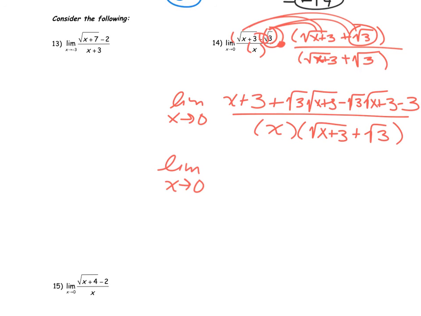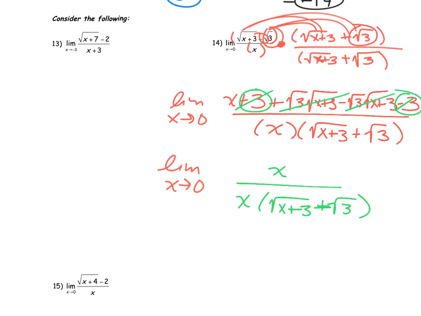In the middle, you should have noticed, these two things are going to cancel. And something else cancels. I have a positive 3 and a negative 3, so I'm actually just left with x in the numerator, all over x times square root of x plus 3 plus rad 3. You should notice what happens really nicely is that these x's cancel. So I have the limit as x approaches 0 of 1 over square root of x plus 3 plus radical 3. And now we're going to plug in.